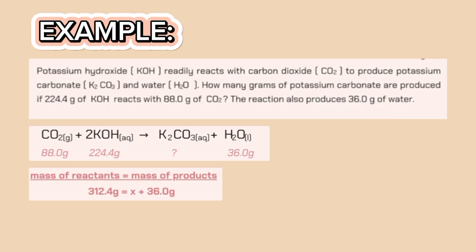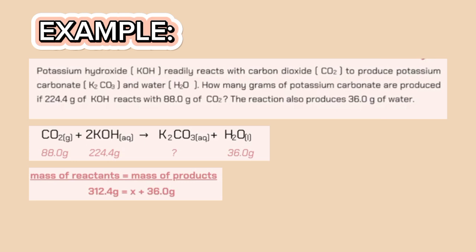So we know the reactants are carbon dioxide and potassium hydroxide. We put on one side 88.0 grams and 224.4 grams. We label the unknown as X, our variable, and H2O, which has 36.0 grams of water, as one of the given products. So we put potassium carbonate and water, the mass of this, on one side of our equation.